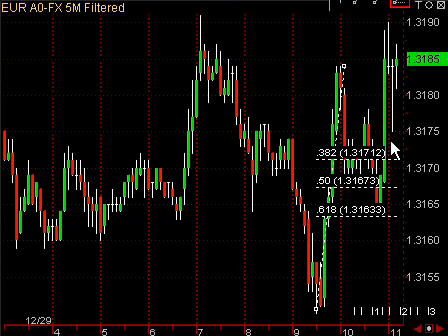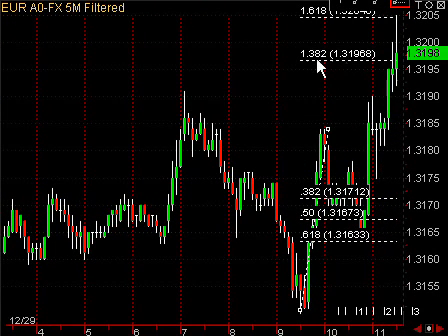Now as the market goes up, you'll see our Fibonacci profit targets are then displayed. This is the 1.382 Fibonacci profit target. Most times the market stalls at this level. Strong trends will go to the 1.618 level, then reverse.